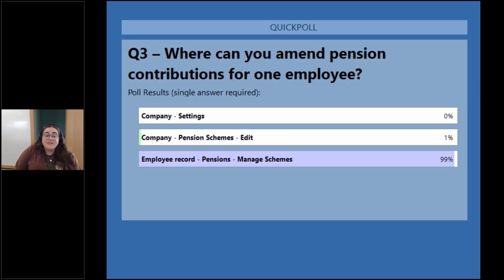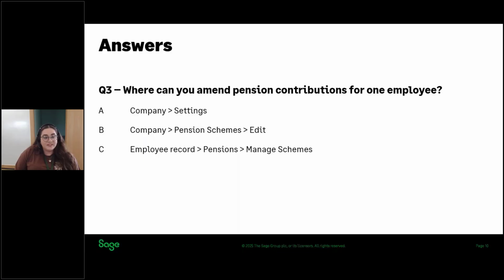So 99% of you said that was in the employee record, in the pensions tab, and then manage schemes. And 99% of you would have been correct. So it is in the employee record. Well done. That is where you can amend an employee's pension contribution, and it will stay at whatever you change it to until you change it back again.